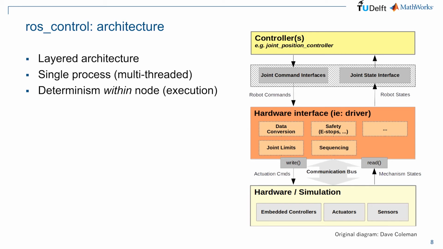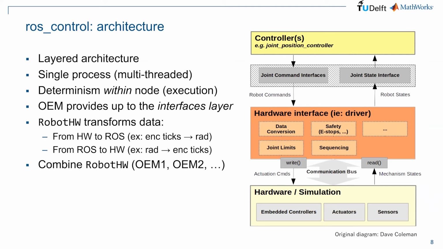But we have to remember, or realize, ROS control does not actually change anything fundamental within ROS itself. So we can only guarantee determinism within a single node. And so as soon as you start using regular ROS topics or services again or actions, then we can't guarantee anything anymore. Obviously, ROS2 is different here.